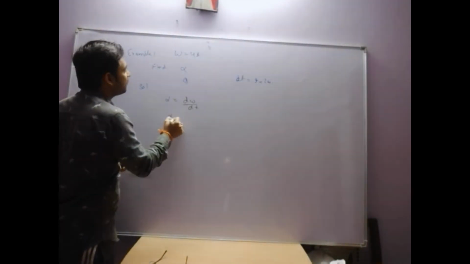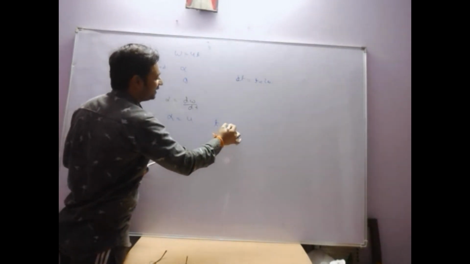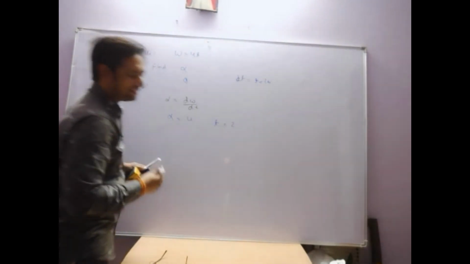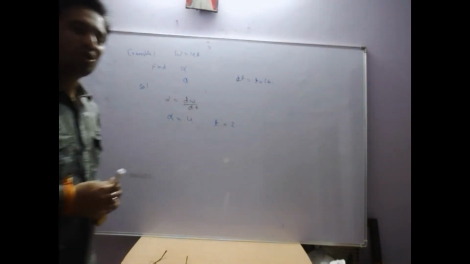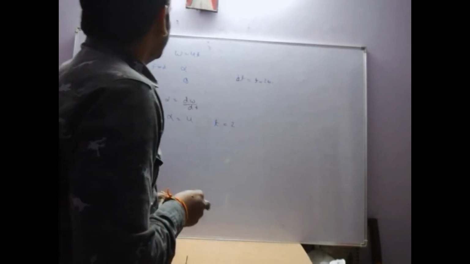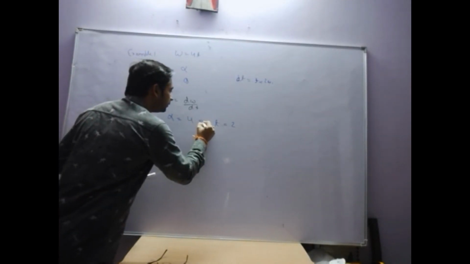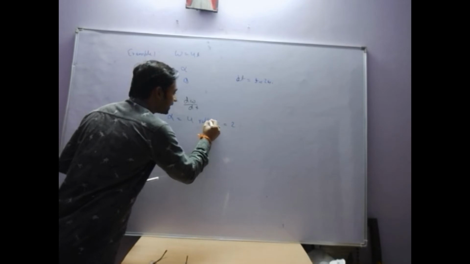Solution: alpha came 4 at any time. At t is equal to 2, it is a constant quantity, so for any time period it will remain alpha is equal to 4 radian per second square.